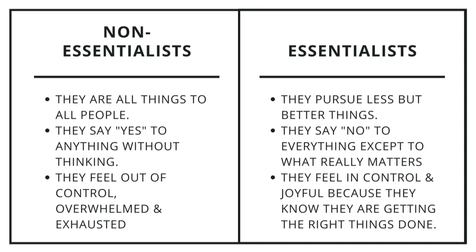So now that we have an overview of what the book is about, let's wrap up the session by having a comparison between non-essentialists and essentialists. So, non-essentialists, they are all things to all people, while essentialists, they pursue less but better things. Non-essentialists love to say yes without even thinking. They pretty much say yes to anything. Essentialists, they say no to most everything except to what really matters. Non-essentialists, they often feel out of control, overwhelmed, and exhausted. While essentialists, they feel in control of their lives, joyful because they know they are getting the right things done.